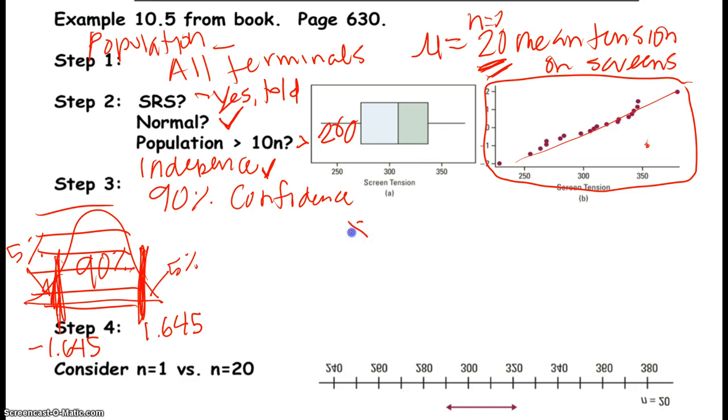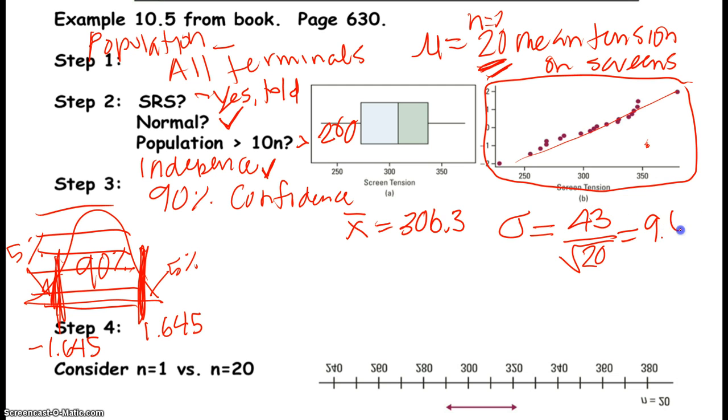Well, X bar, you're going to have to put them into L1. I mean, they give it to you if you read through the example, but put them into L1, go to your 1 variable stats, and see what your X bar is. Your X bar would have been 306.3. Find the standard deviation for a sample size of 20. We're going to go to L1. We're going to find our standard deviation from the 1 variable stats, and you would have got 43. Or did they give it to you in the problem? They might have given us the 43 in the problem. You're going to divide by the square root of 20 because the sample size is 20, this is from chapter 9, and we get 9.615.